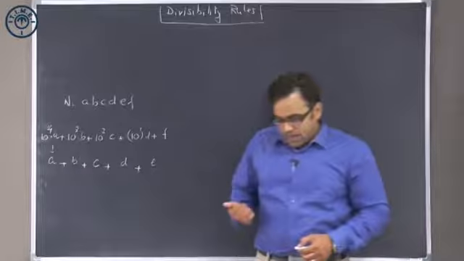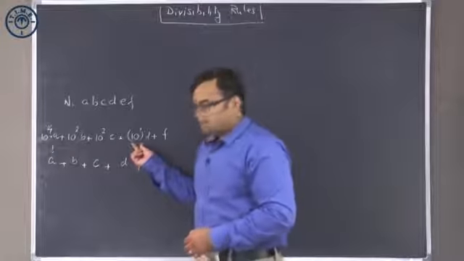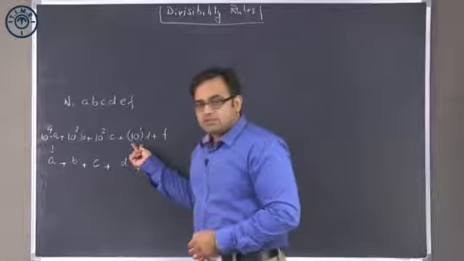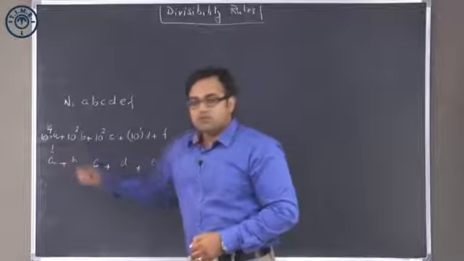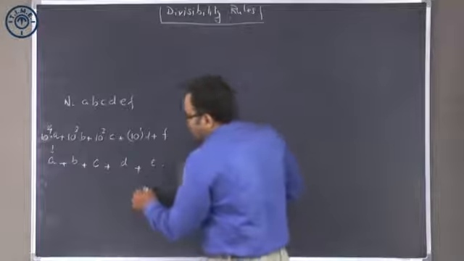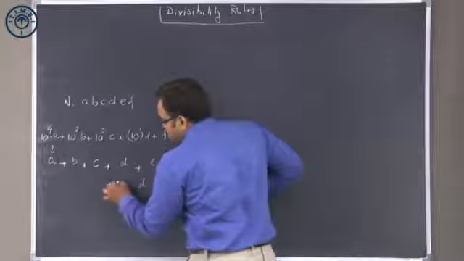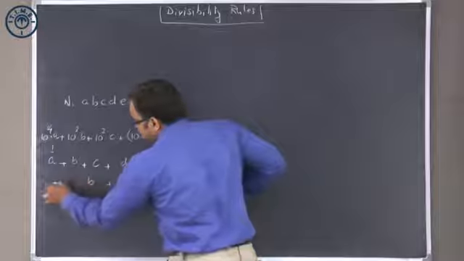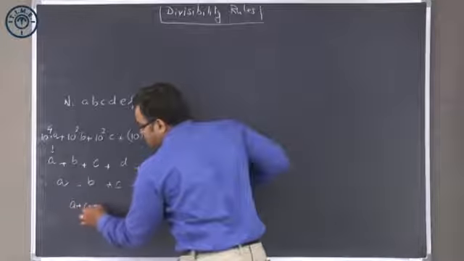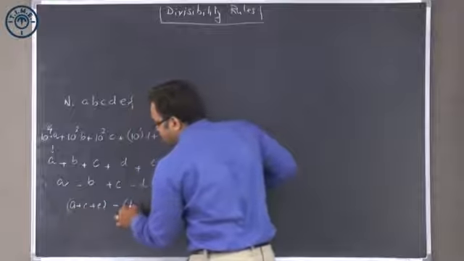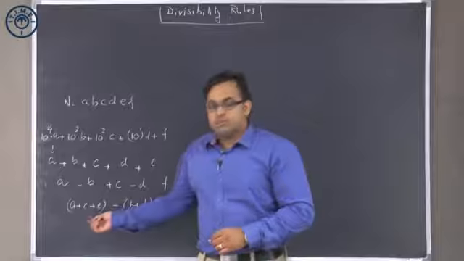Let us say if I am looking at the divisibility rule for 11. For 11, what will happen is 10 divided by 11, the remainder will be minus 1. 10 squared, minus 1 squared will become plus 1. This will be minus 1. This will be plus 1. So effectively, I will have f minus e plus d minus c plus b minus a, which can be rewritten as the sum of alternate digits on one side minus the sum of the other alternate digits on the other side, which gives us the divisibility rule for 11.